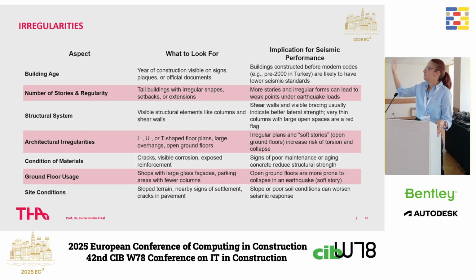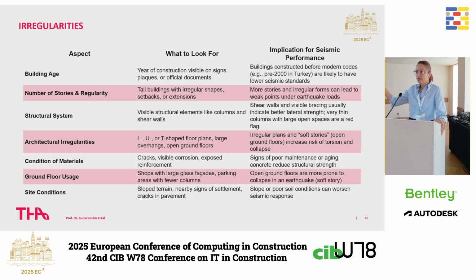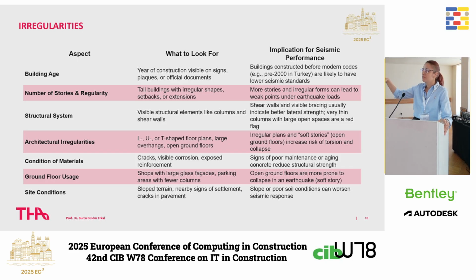Like the building age and structural system, so that I can get that information, but a couple of things I can get easily from the images that we collected. So we could have done this from the images as well, but it's very easy when you get these models, obviously. So the number of stories, architectural irregularities, and the ground floor usage.